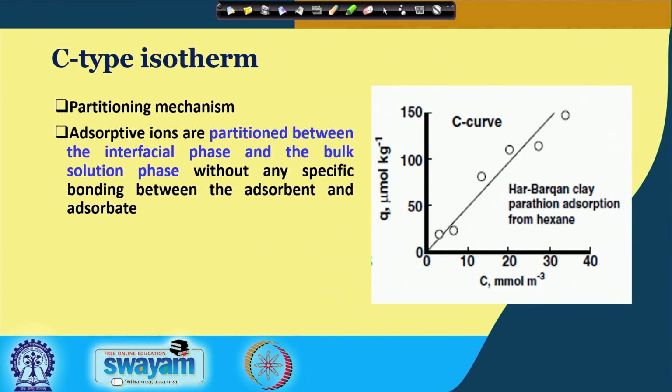The fourth one is called the C-type isotherm, and it shows the partitioning mechanism. Here one thing is clear, that adsorptive ions are partitioned between the interfacial phase and the bulk solution phase without any specific bonding between the adsorbent and adsorbate. As we increase the concentration of the adsorptive, we can see the adsorption increasing linearly. We will see these in details when we discuss the diffuse double layer.